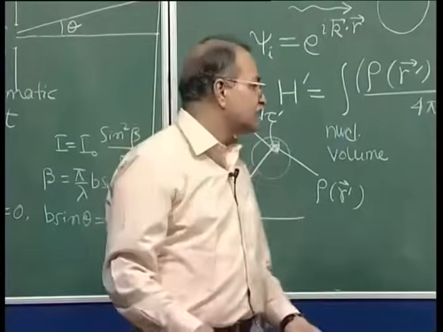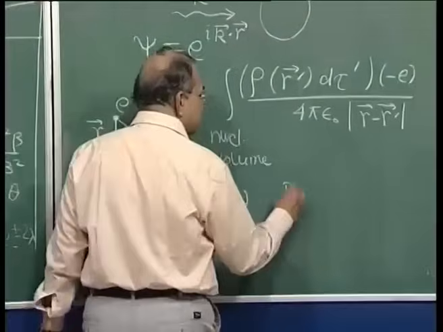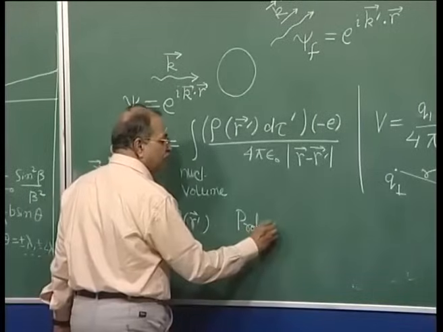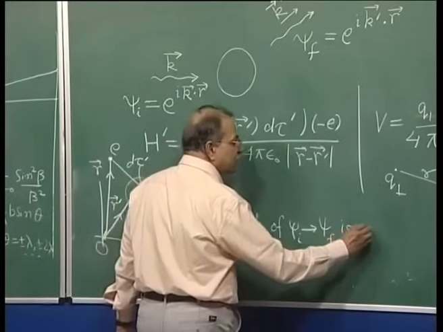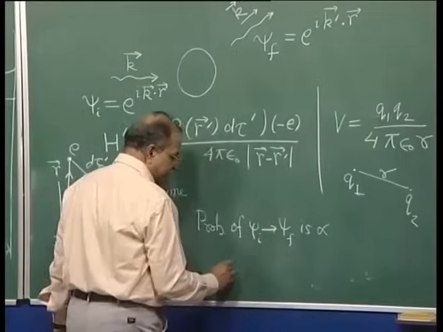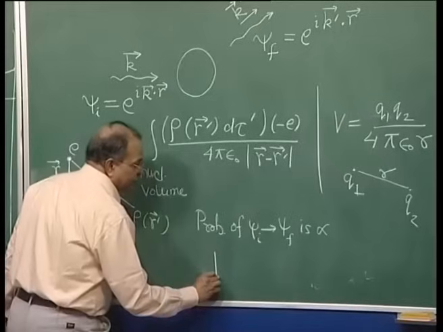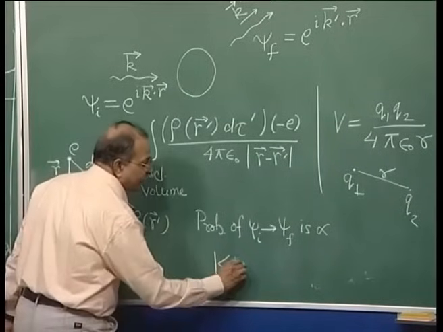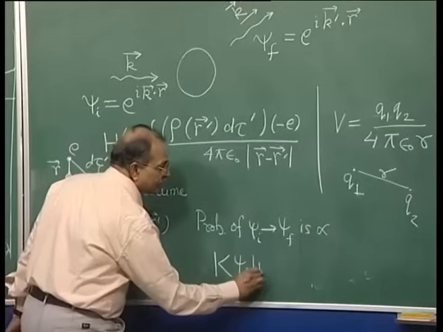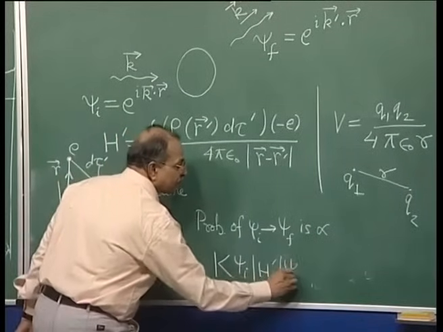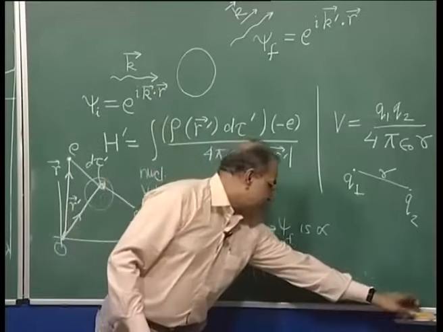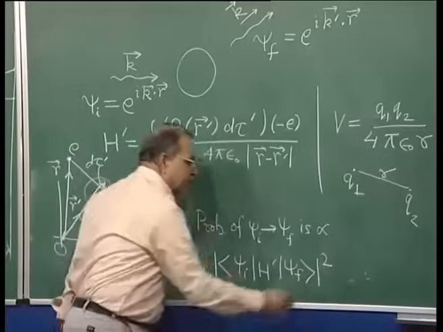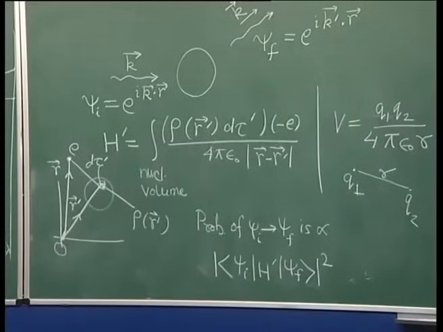Now, the quantum mechanics rules say that this probability of psi i going to psi f is proportional to the square of a quantity, which we write as the integral of psi i, h prime, psi f. I will just tell you the meaning. The probability is proportional to the square of this. This is an integration and let me tell you what this integration is.